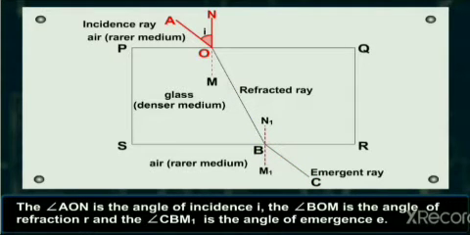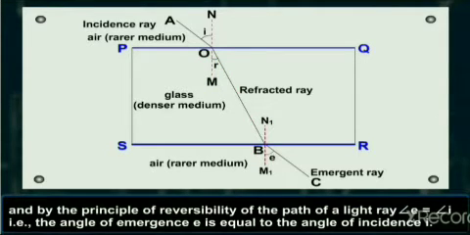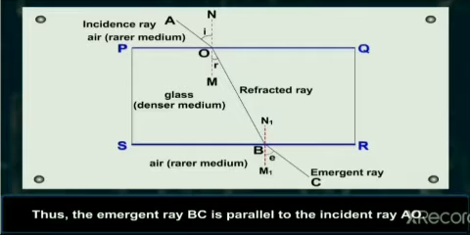The angle AON is the angle of incidence I. The angle BOM is the angle of refraction R, and the angle CBM1 is the angle of emergence E. Since refraction occurs at two parallel surfaces, PQ and RS, therefore, angle MOB is equal to angle N1BO, and by the principle of reversibility of the path of a light ray, angle E is equal to angle I. That is, the angle of emergence E is equal to the angle of incidence I. Thus, the emergent ray BC is parallel to the incident ray AO.